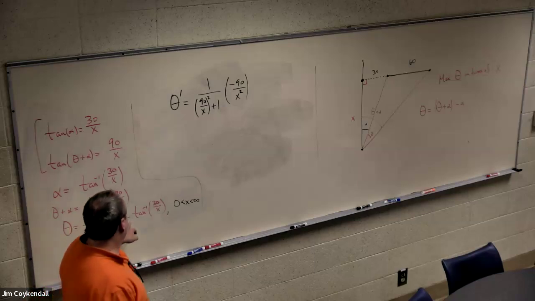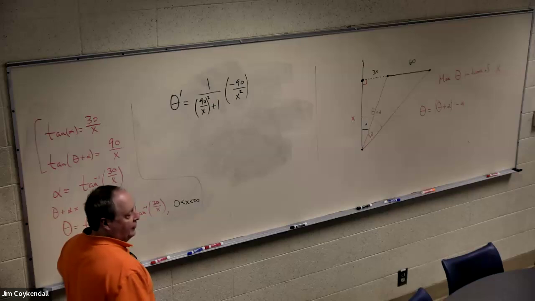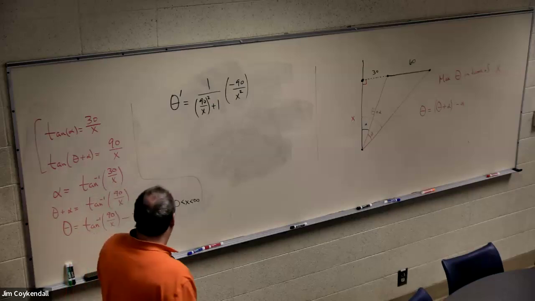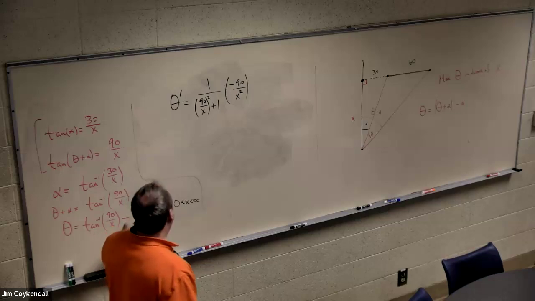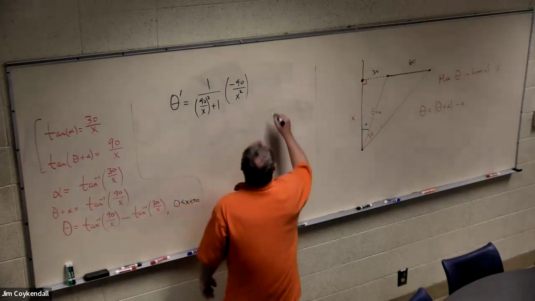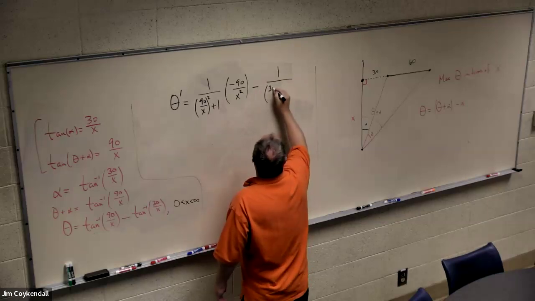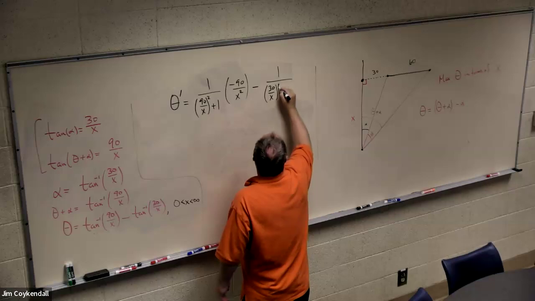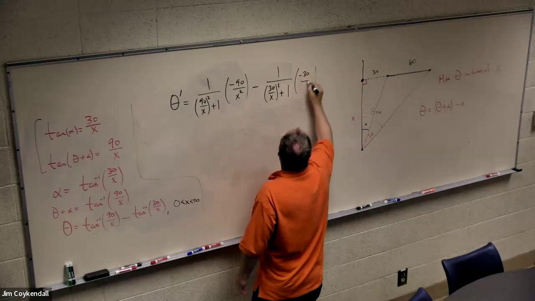Now I've got to take the derivative of the other thing. And the derivative of the other thing should be the same as this derivative with two differences. Number one, instead of 90, I've got 30. And number two, there's a minus sign. So it should be minus 1 over blob squared plus 1, times minus 30.